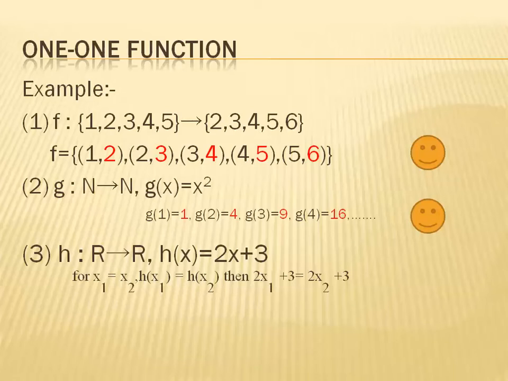Here we are taking two elements of the domain, x1 and x2, and we are assuming that their images are the same. The image of x1 is 2x1 plus 3, the image of x2 is 2x2 plus 3. If I cancel 3 from both sides, I'll get 2x1 is equal to 2x2. Again I'm cancelling 2 from both sides, then I'll get x1 is equal to x2. So from the second definition of a one-one function, I can say that this function is a one-one function.